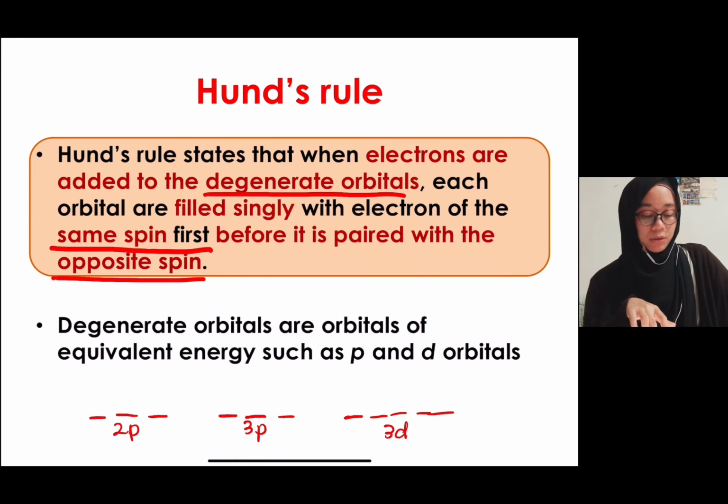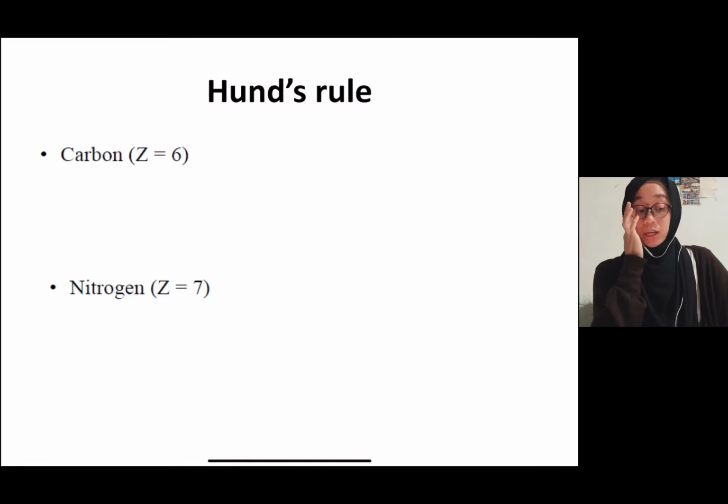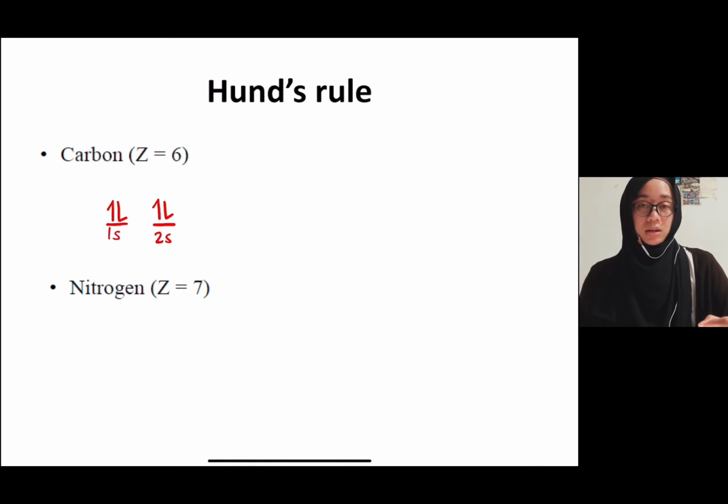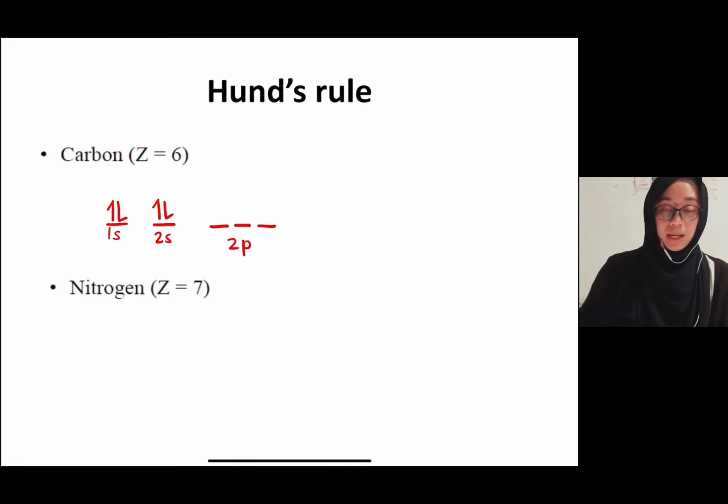Okay, so let's have a look at this. Kita ambil contoh carbon. So untuk carbon ni Miss buat dahulu dalam bentuk orbital diagram. Okay, so the first two kita akan isi dahulu dalam 1s, and then the next two kita akan isi dalam 2s. Okay, masih ada baki lagi 2 elektron kan? So kita akan isikan ke dalam 2p. Okay, lagi 2 elektron tu.